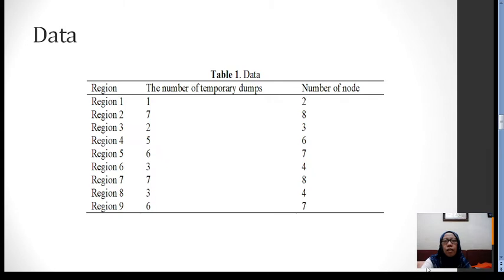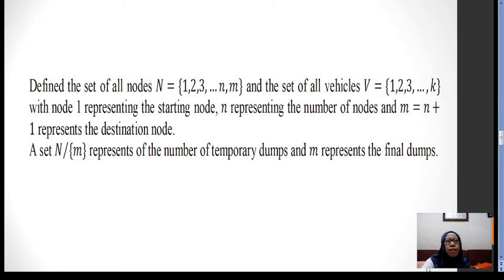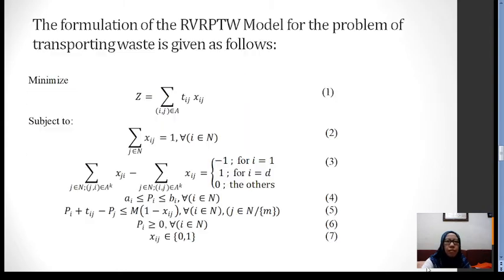Data description is shown in table 1. This working area has 9 regions. Define the set of all nodes with N and the set of all vehicles with V. The set N without the set M represents the temporary dumps, and M represents the final dumps. The formulation of the RVRPTW model for the problem of transporting waste is given as follows. Minimize Z and some constraints.